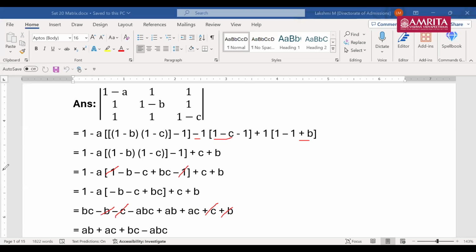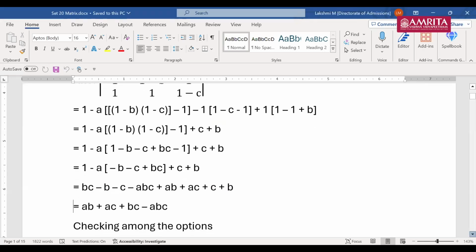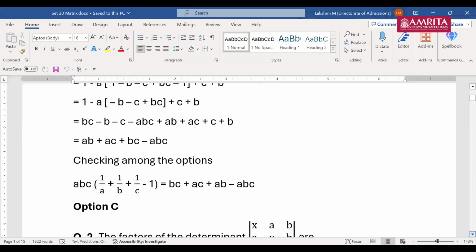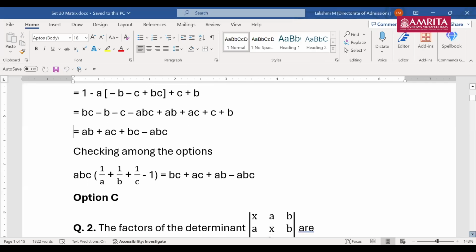Now in the option, it is given in some way like 1 by terms. So if you take ABC outside, this is 1 by C, this is 1 by B, this is 1 by A, minus 1. So you got the answer as option C. It's just that sign that is important. A very simple question. I hope you have seen these types of questions. Now I think we'll move to the next question.